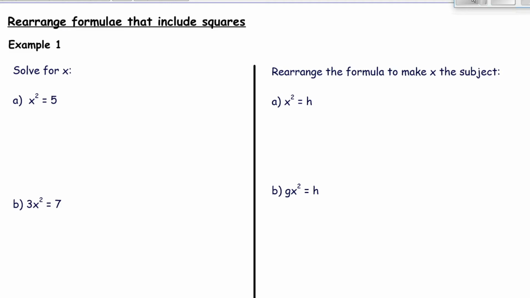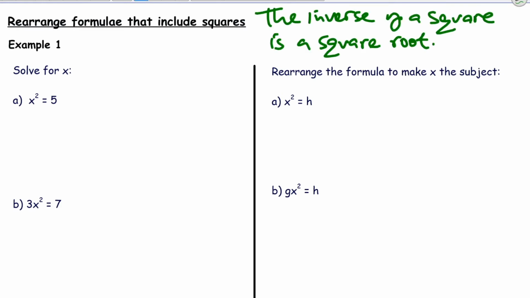In this video, I'm going to look at rearranging formulas that include squares. But before I do that, I just want to remind you that the inverse of a square is a square root. So for example, in this equation, we have x squared is equal to 5. We want to find x. And the only way to do that is by finding the square root of the left hand side.